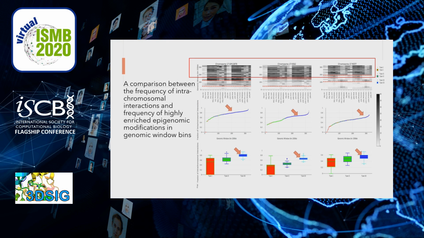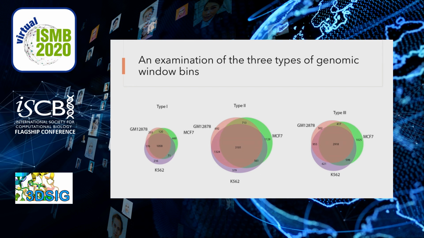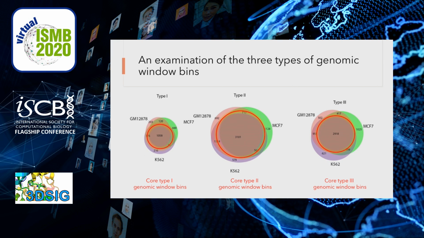Upon clustering these genomic bins, we found 3 types of clusters, type 1, 2, and 3, which had low, moderate, and high enrichment of these factors, respectively. And there was a strong overlap of each type of genomic window bins in the 3 cell lines. Considering the high enrichment of NTBA and other genomic, epigenomic, and structural features in the overlapping bins, these core bins may be linked with inactive, poised, and active genomic zones, respectively.